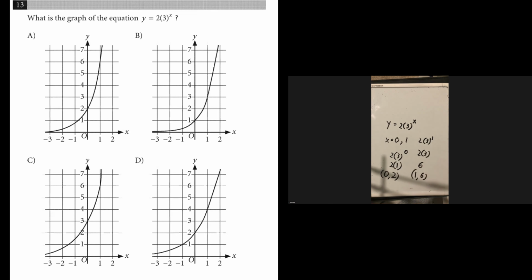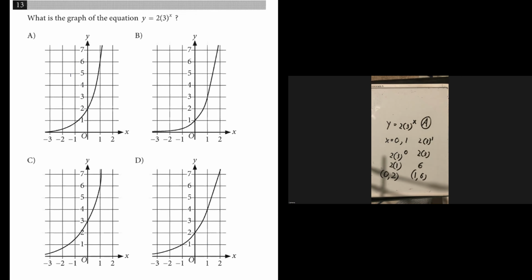So when x is 1, y is 6. Which one of these graphs matches that? For graph D, we have (0, 2) and (1, 4), so it can't be graph D. For graph A, we have (0, 2) and (1, 6), which match the two points. So the answer for 13 is A.